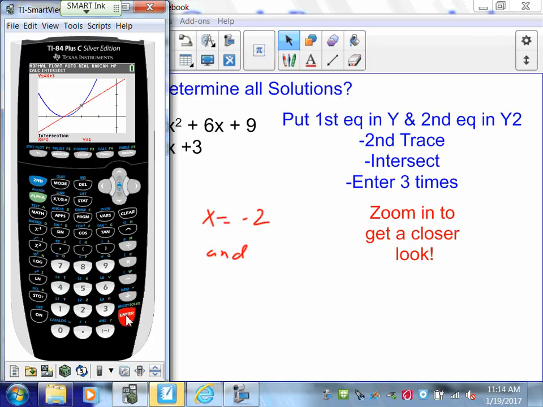Now to find the second solution, you have to move the blinker over, but you also have to set it up. So you go second trace intersect again, and then arrow to the left. If you do up and down, it's just going to transfer from one Y to the other Y. So you have to do left, right to find the next intersection. Just get as close to it as you can. Hit enter 3 times.